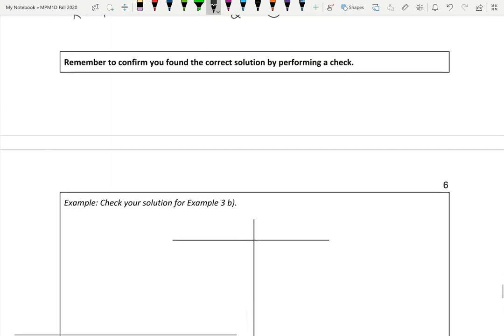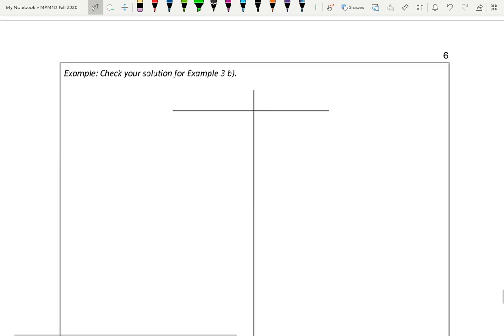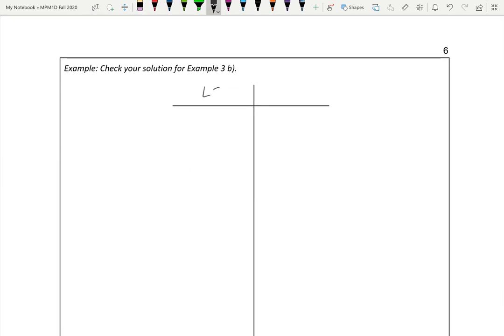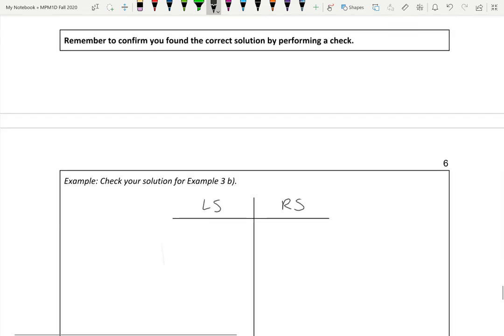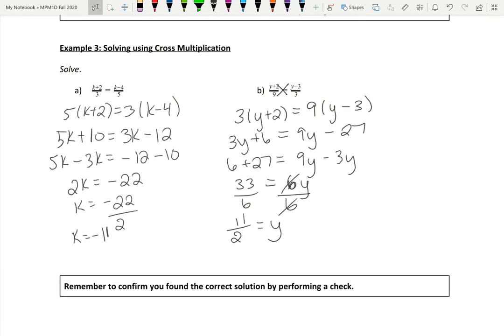Okay, so remember to check. We learned how to check last lesson. We're just going to make sure that we got the right answer for the very last question of this lesson. I would always encourage you to check all of your answers, especially when you're completing quizzes, performance tasks, or tests. Make sure you're checking on a separate piece of paper for yourself before you push submit. You want to make sure that you're getting the right answer. So let's practice checking on this last question.